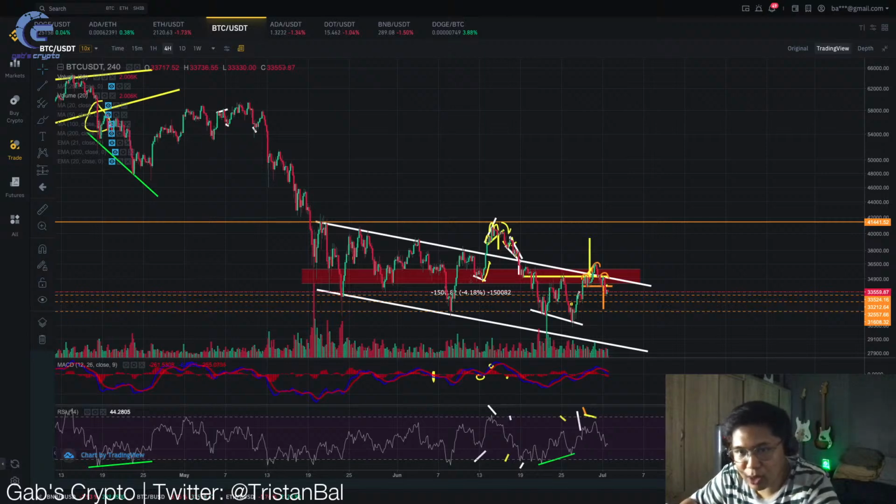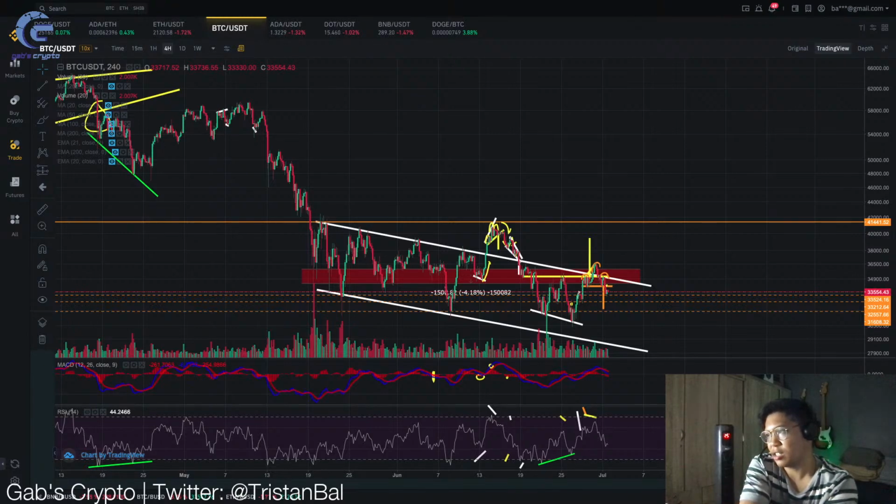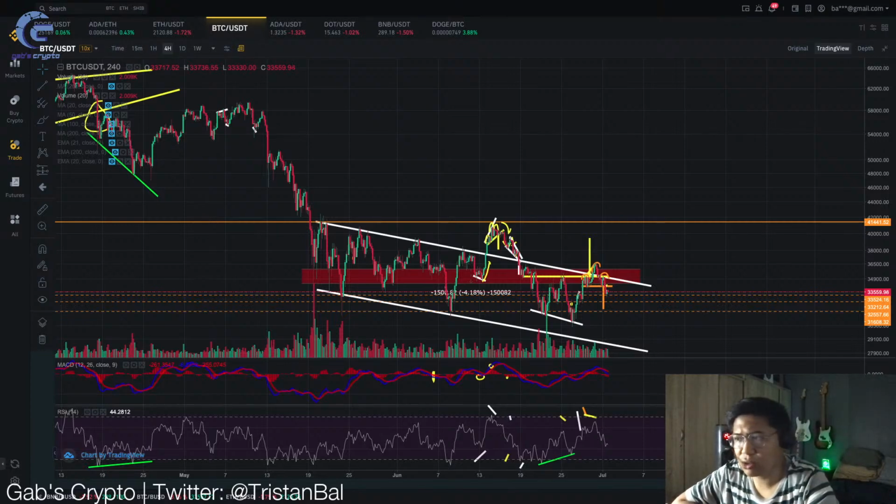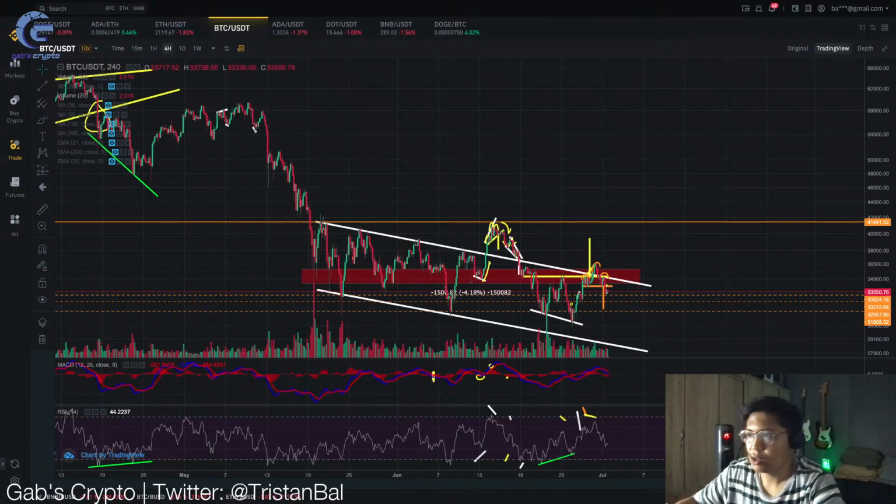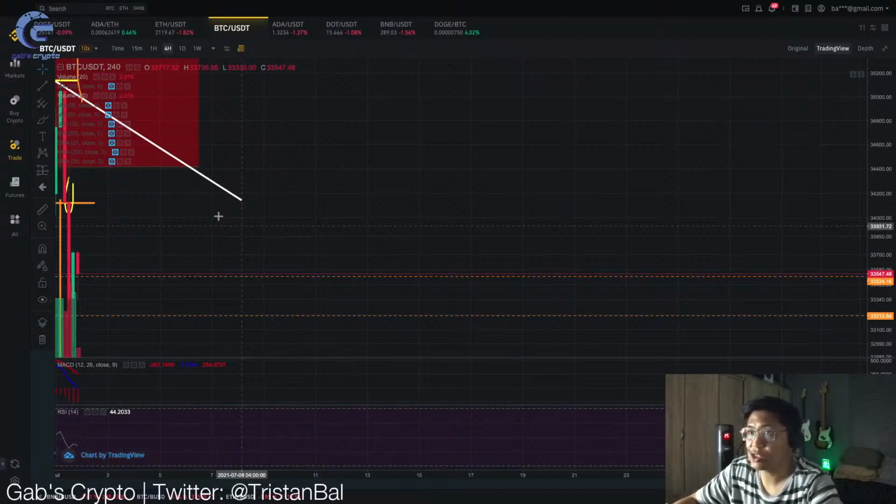Sir Tristan, sinasabi mo ba din yung entry and take profit targets mo sa Telegram? Entry, hindi ko sinasabi yung mga entry targets kasi it actually depends kung saan mo mas prefer mag-enter. Kasi you could enter after a breakout or you could enter after the retest ng breakout. So, for me, ang best entry talaga is during a confirmed breakout which is candle close beyond the resistance or beyond the support.